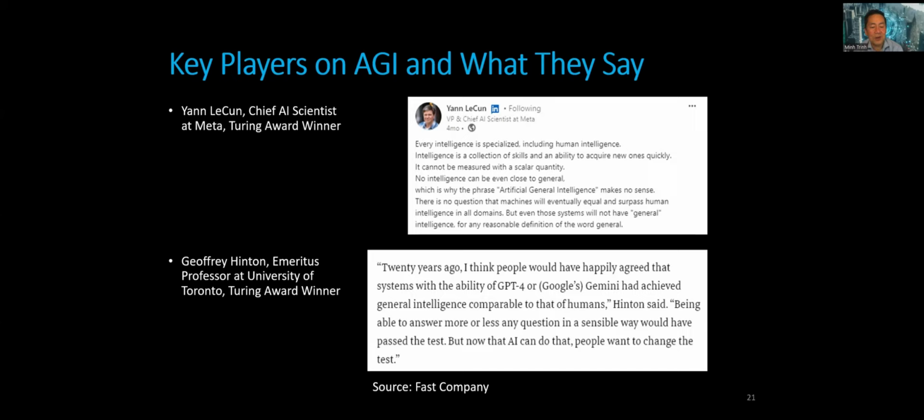So Geoff Hinton is more adamant that we are close to AGI, but he's in fact very concerned about it, right? 20 years ago, people would have happily agreed that a system with the ability of GPT-4 or Google's Gemini had achieved general intelligence comparable to that of humans, being able to answer more or less any question in a sensible way would have passed the test. But now that AI can do it, people want to change the test. You move the goalposts. It's human nature, or we say, whatever AI can do, it's not AI anymore. It's kind of the same idea.